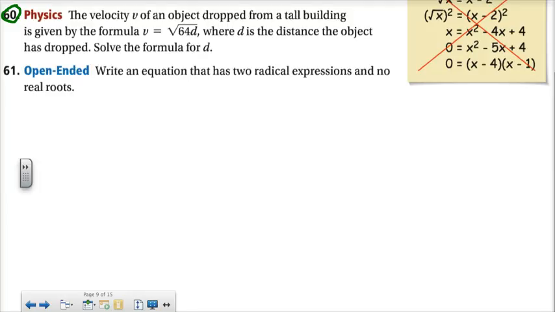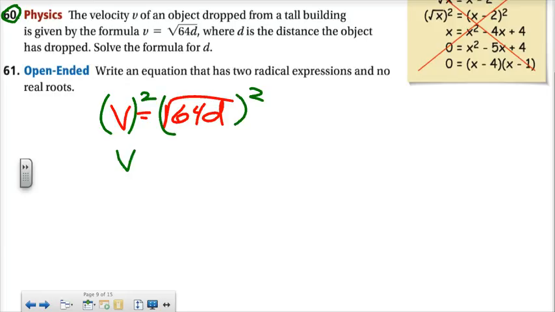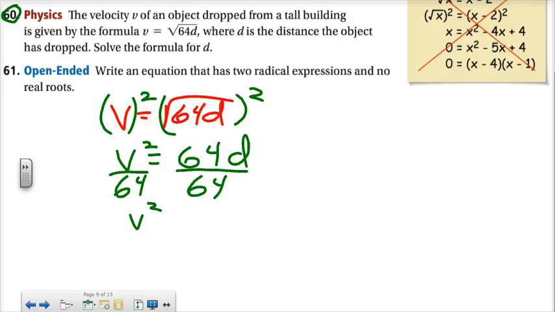The velocity of an object dropped from a tall building is given by the formula v equals the square root of 64d, where d is the distance the object has dropped, and we are supposed to solve this formula for d. So the radical is already isolated in this. What we need to do is square both sides to get rid of the square root. So v squared will equal 64d. Now if we want d all by itself, we'll have to divide by 64. So v squared over 64 equals d. And that one is done.